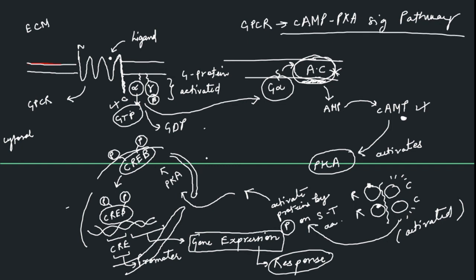Okay, so in this pathway you have to remember some things, that when a ligand binds, what activates what, you have to remember everything step by step. So I hope this has cleared the first signaling pathway of GPCR. In the next class we will discuss the IP3 signaling, which is very easy.